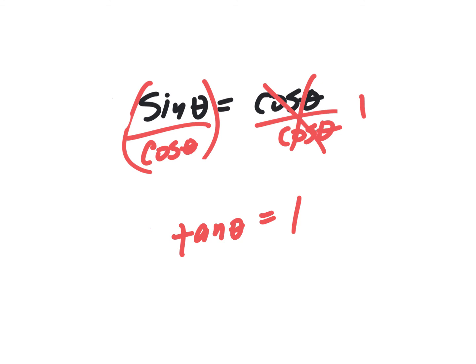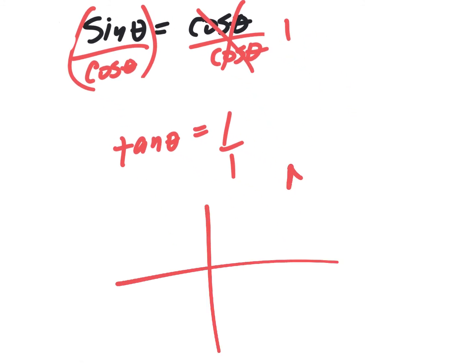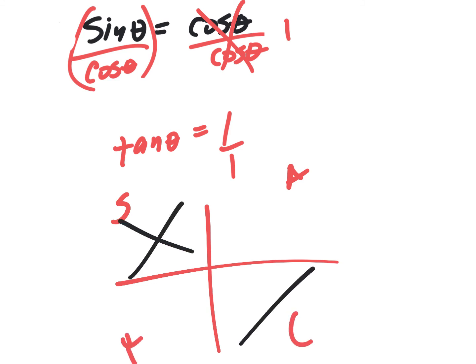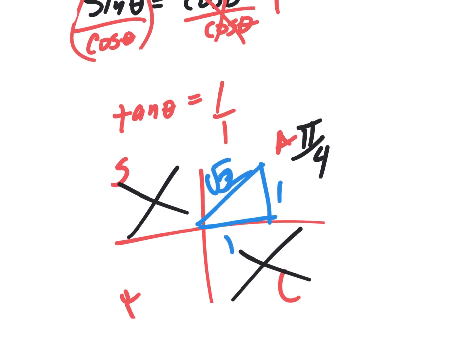1 over 1. And then tangent is positive. All students take calc, so it can't be here and it can't be here. It'd be here. And TOA is opposite over adjacent, 1, 1. And oh yeah, the 1, 1, root 2 triangle. So then this must be a 45, also known as pi over 4. And then a bunch of pi over 4s. Say it if you know the last one. 5 pi over 4. So pi over 4 and 5 pi over 4.